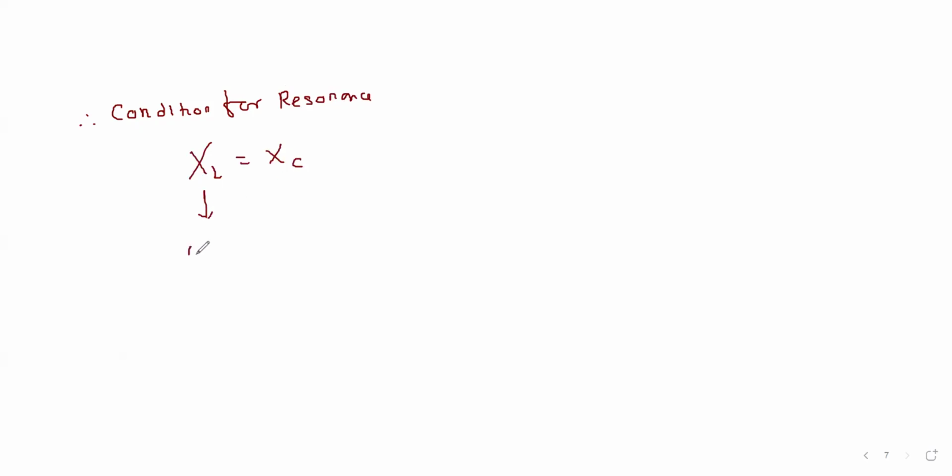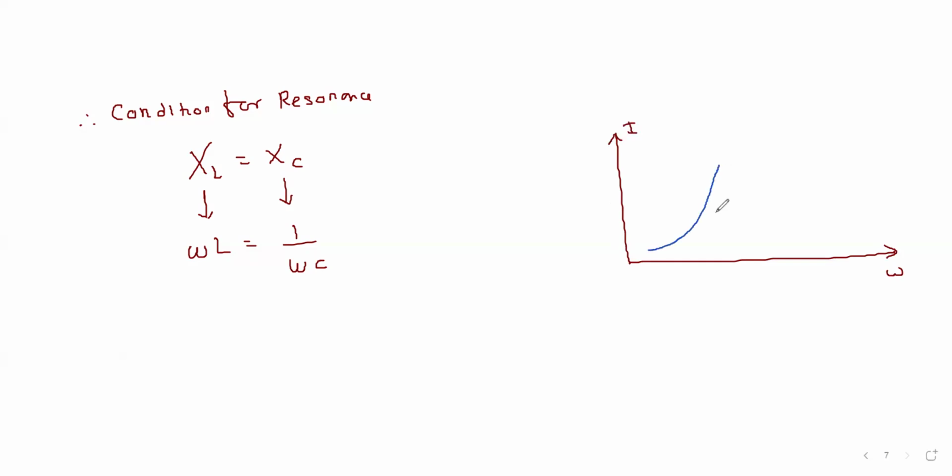What is XL formula? Omega L. Last class படிச்சோம். What is XC formula? 1 by omega C. Last class படிச்சோம். ஒரு graph போடுறேன். It is a omega versus current graph. From the graph, it is very clear. Initially, omega increases, current also increases. At one point, current is maximum. That frequency is called omega naught. After that, current decreases. In a graph. This graph is called what? Resonance graph. It is a resonance in LCR.